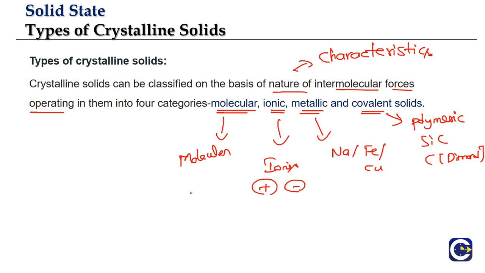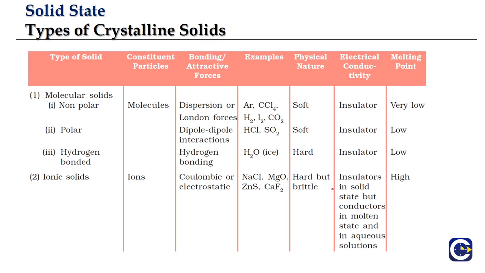And since the intermolecular forces are going to be different, the properties in terms of their strength, melting points, as well as their electrical conductivity will be different for these different types of crystalline solids. So we'll start with the molecular solids first. If you look at the molecular solids, the constituent particles of the molecular solids will be molecules.